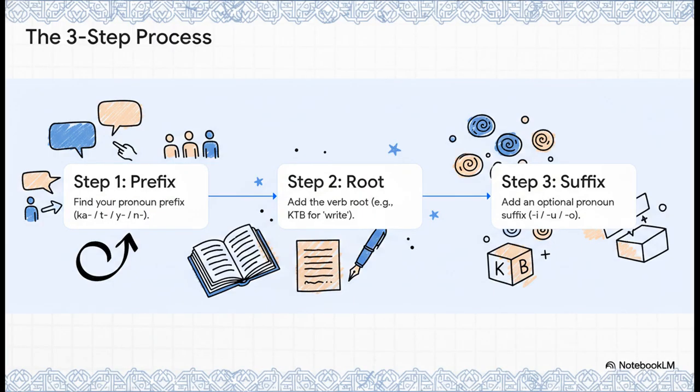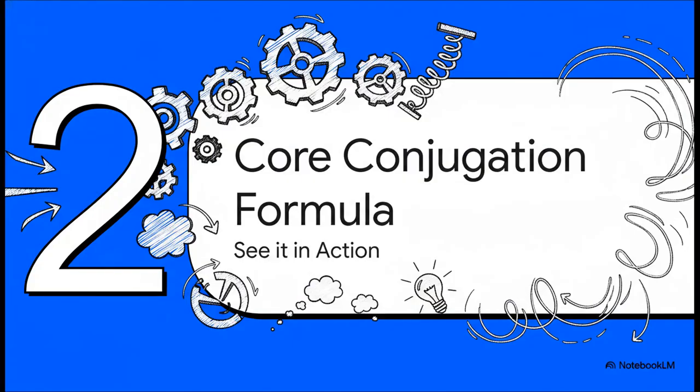Let's break it down into 3 super easy steps. Step 1, you pick your prefix based on who you're talking about. I, you, she, whatever. Step 2, you just drop in the core of the verb, its root, like KTB for to write. And step 3, if you need it, you tack on a suffix at the end. That's it. That is the entire process. No smoke and mirrors. Okay, now for the really fun part. Let's get into our second section and see this formula in action.